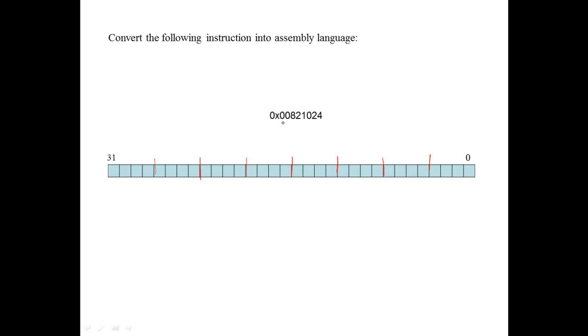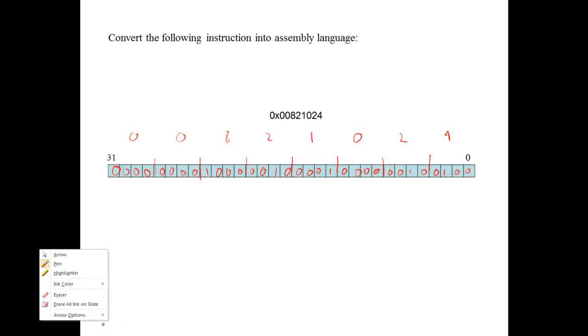And so I'm going to write on top here the hexadecimal characters associated with each of these groups of binary digits, and then do the conversion into binary. So 0 is all zeros, 8 is 100, 2 is 0010, 1 is 001, 0 is a bunch of zeros, and 4 is 0100. Once we've done that, we can now cut up the instruction into its pieces.